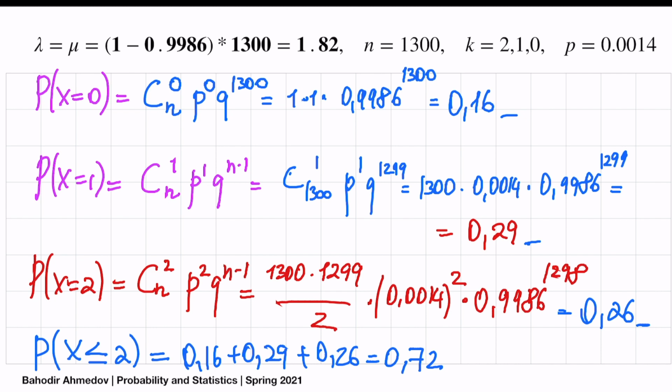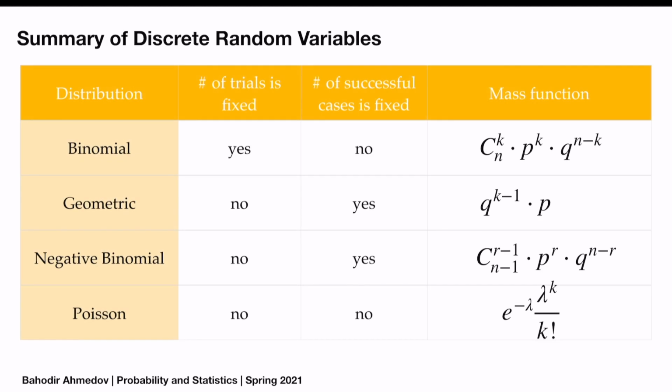Okay, so let's make a summary of all of the discrete distributions which we've learned so far. This is going to be a cheat list for you, so you can use this table to make calculations or solve problems. We talked about the binomial distribution, geometric and negative binomial. We fix one or the other type of variable, right? Either the number of trials, or the number of successful trials. And for the Poisson distribution, nothing is fixed.